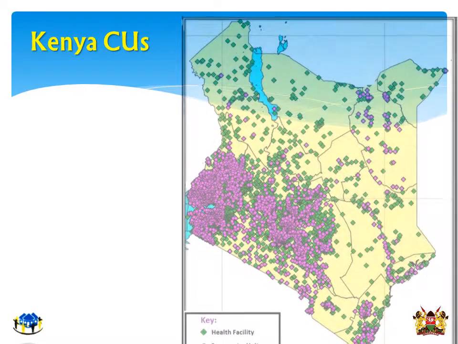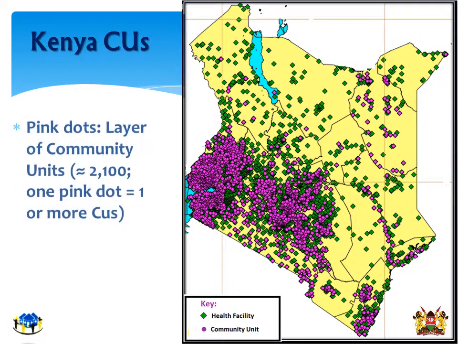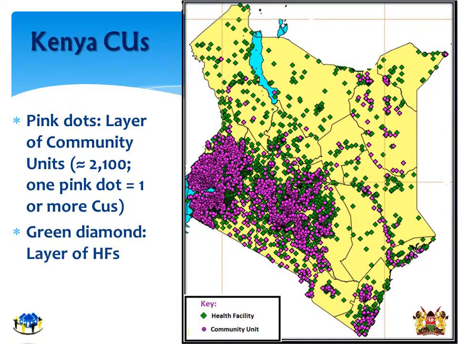The CUs are represented by the pink dots on the map as a layer above the health facilities that support them. As you can see from their distribution, there are areas that are well covered, while there are other areas that provide opportunities for more CUs to be established. The geocodes used for the CUs are the same as those provided by the health facilities.